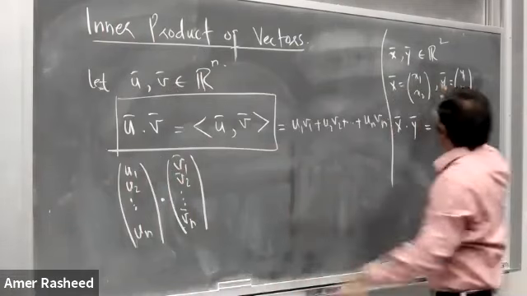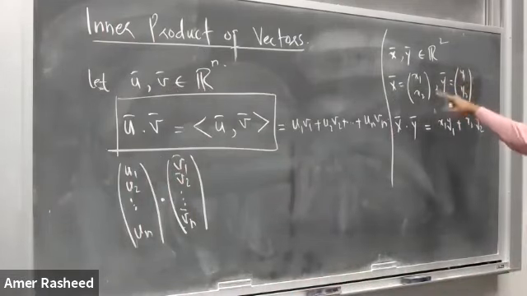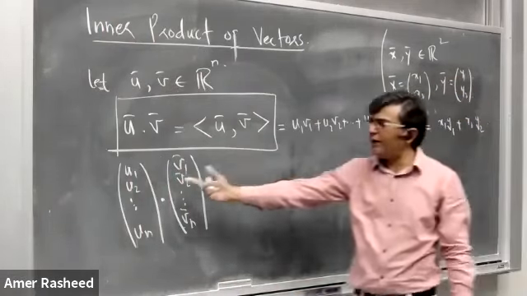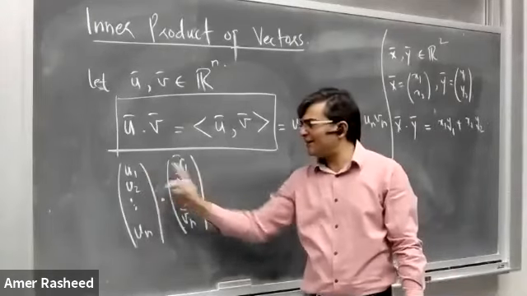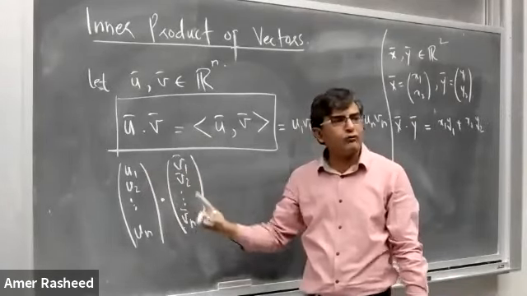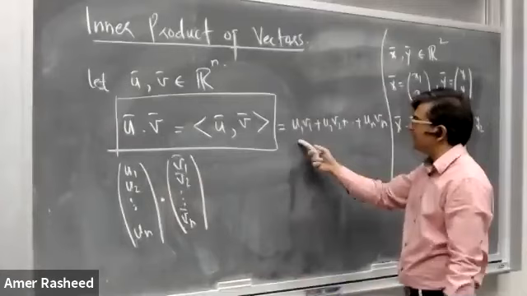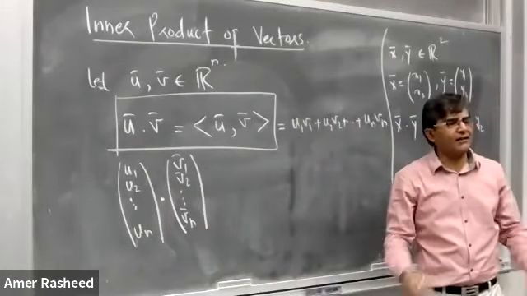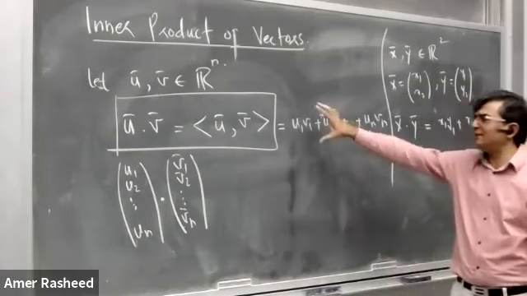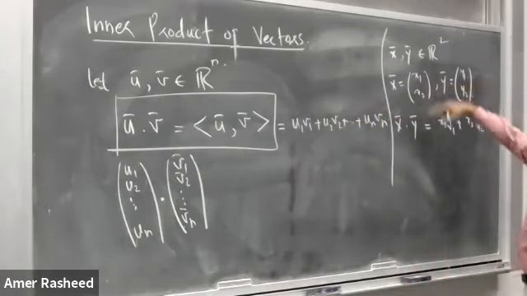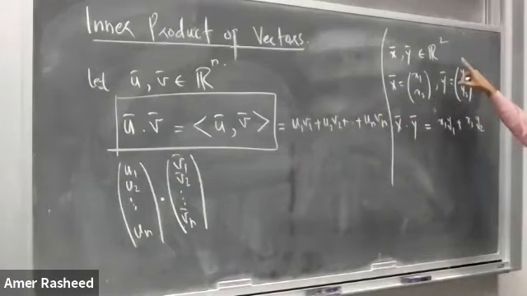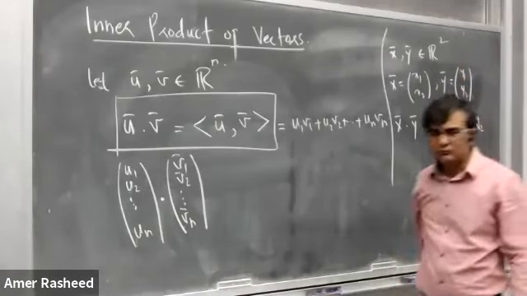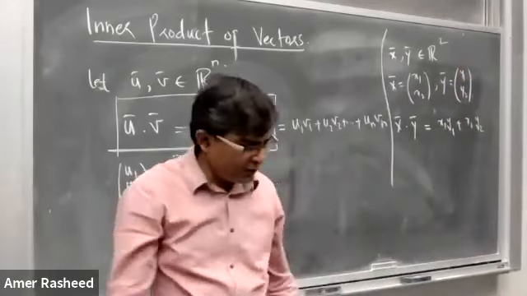In the same way, we define the dot product in R2. What we do here, we multiply the respective components of these two vectors and add them. This is how we define the inner product of two vectors in Rn. This is basically the generalization of the definition of the dot product in R2. If you have any question, you can ask me.